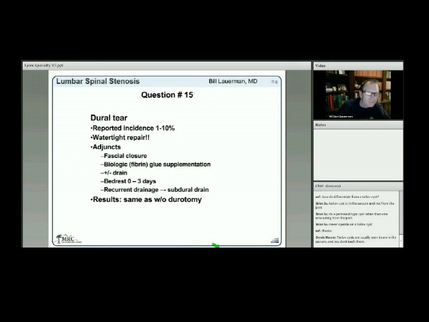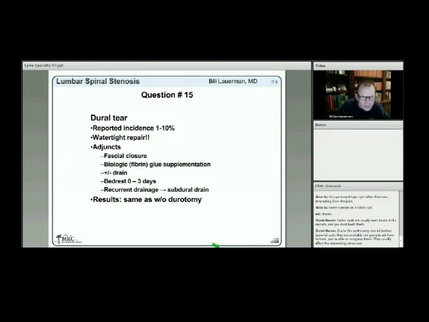The most important thing, if you're asked about it on a test, is the first step is always watertight repair. You don't accept anything short of watertight repair, and of course on an exam that's easy to do. Adjuncts to achieving watertight repair and to treating this include a good, tight, deep fascial closure. You can supplement your repair with biologic fibrin-type glue. Some of us like drains. I usually put a drain in. Some people feel you shouldn't have a drain.